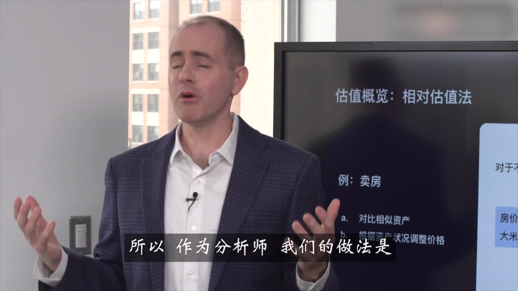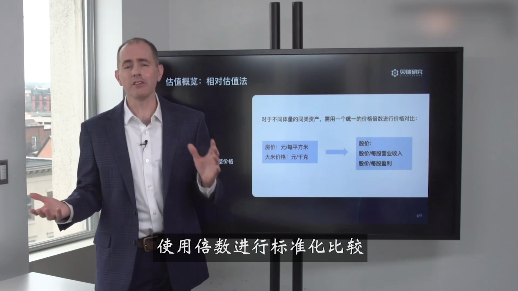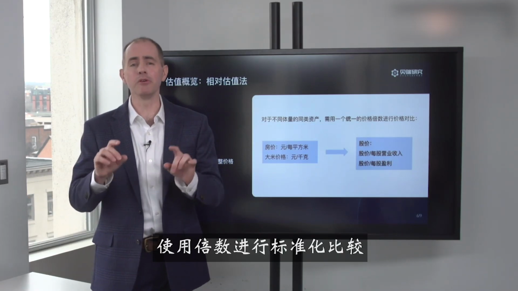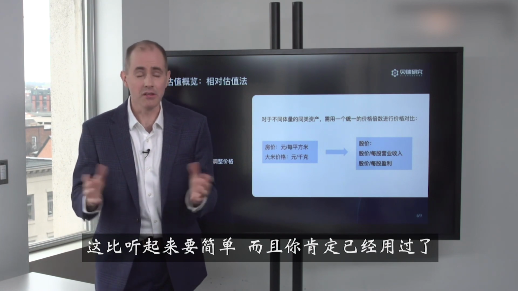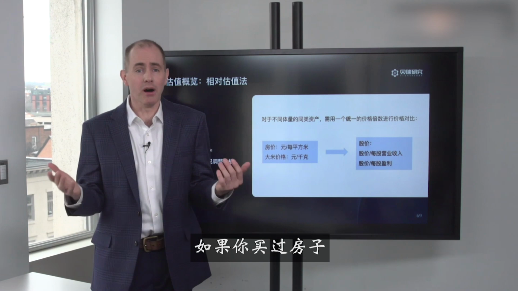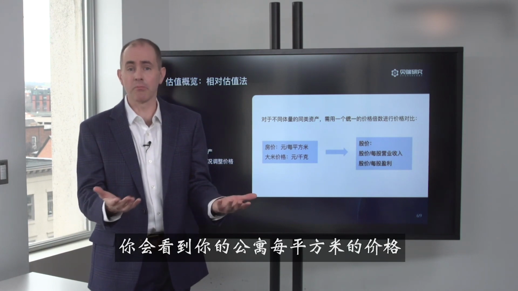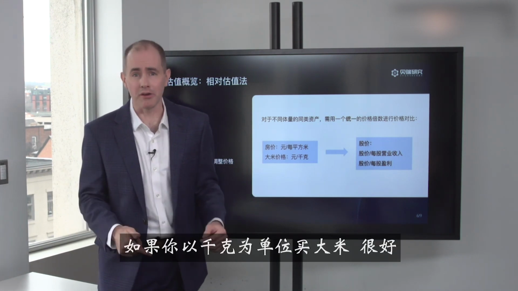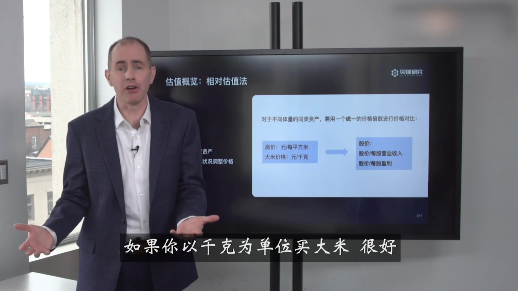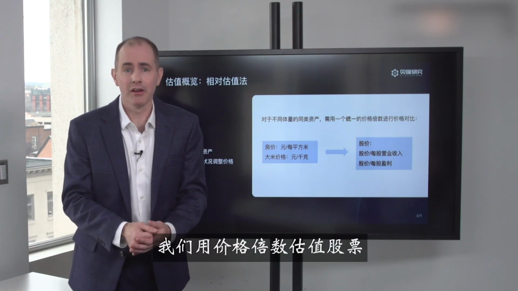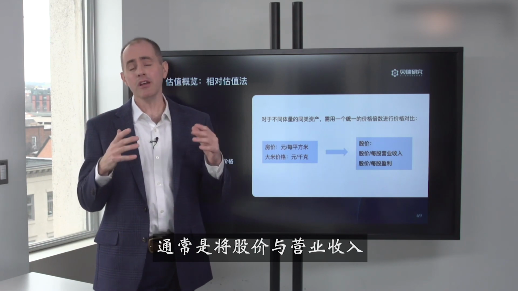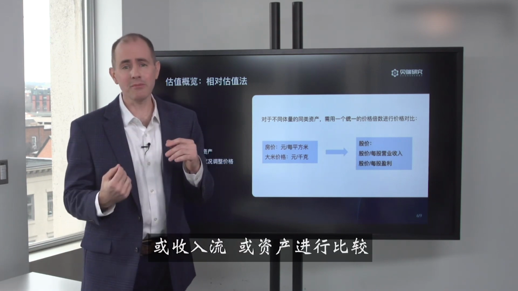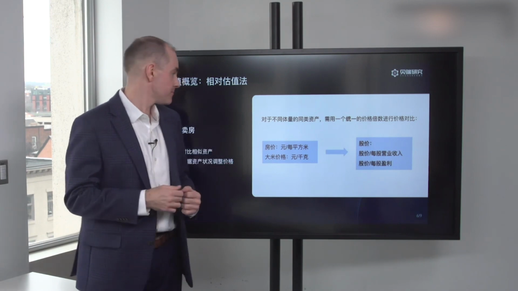So instead, what we do as analysts is standardize comparisons by using multiples. It's easier than it sounds, and you've used them already. If you've bought real estate, you've seen your apartment quoted at price per square meter. If you've bought rice by the kilogram, you've used a multiple there. For stocks, we use multiples typically comparing price to revenue, an income stream, or maybe an asset.